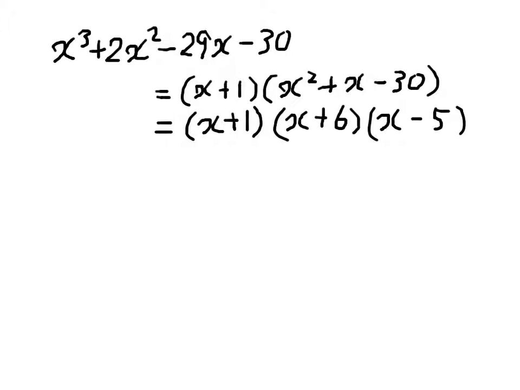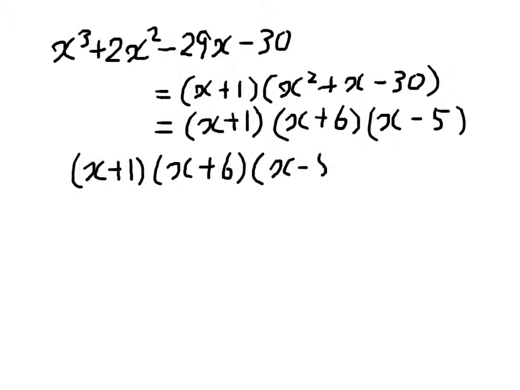So you just factorized the cubic. Now the second part of the question says, find the roots of the equation x cubed plus 2x squared minus 29x minus 30. So I can do this, this must equal 0. So x plus 1 times x plus 6 times x minus 5 equals 0.